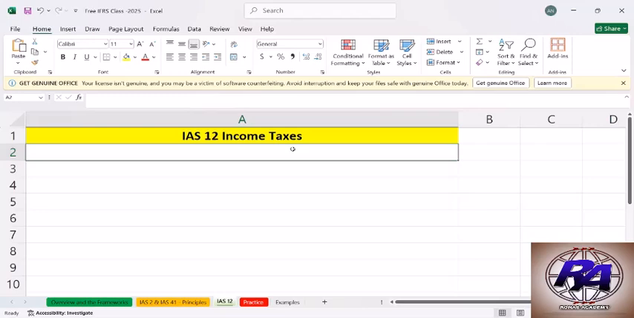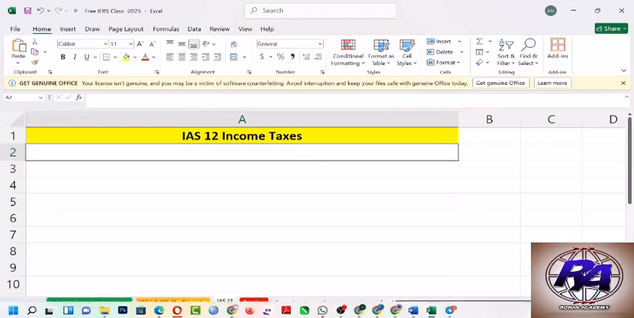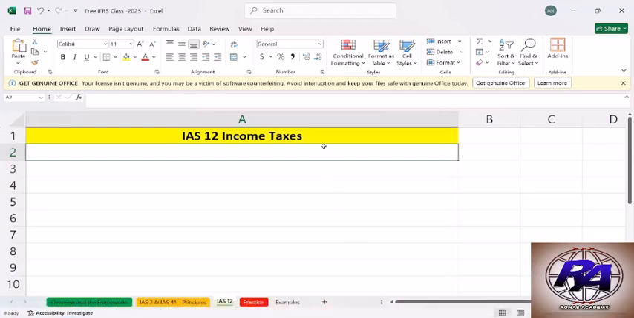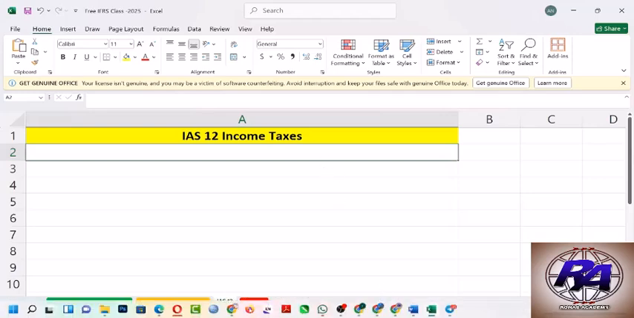All right, so today we want to look at another important standard, which is IAS 12.